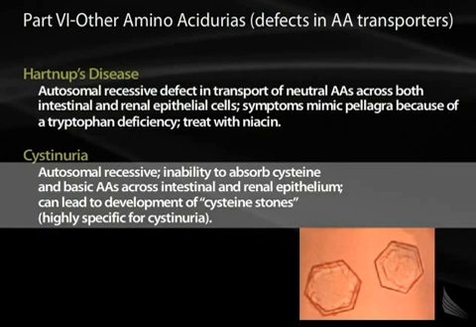Cystinuria is an autosomal recessive disease characterized by the inability to absorb cysteine and basic amino acids across intestinal and renal epithelium. This can lead to the development of cysteine stones, which are pictured here. So if you see a picture of these hexagonal stones on the boards, think cysteine, think cystinuria. It's highly specific.